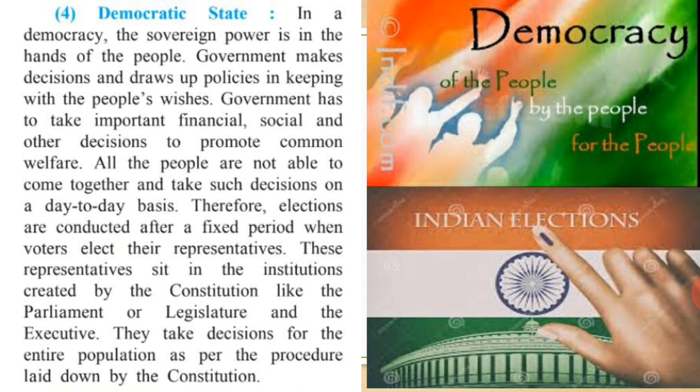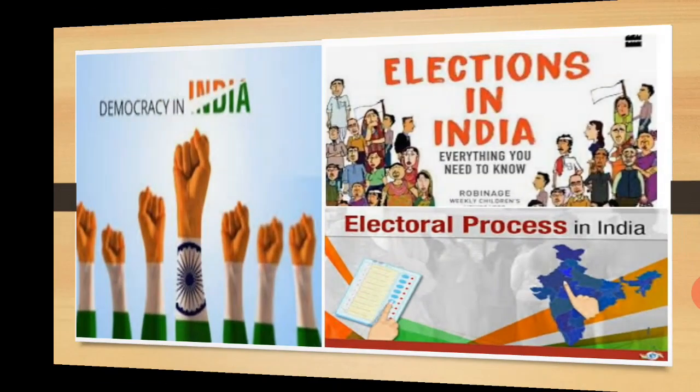So though we elect our representatives, they are not free to do anything of their own will. They have to follow the procedure or the guidelines which are given in the constitution. So that's all about the democratic state. Now let's move on to the fifth point, that is republic.